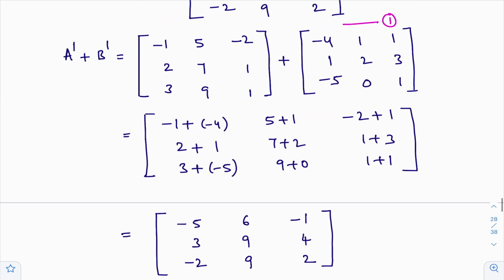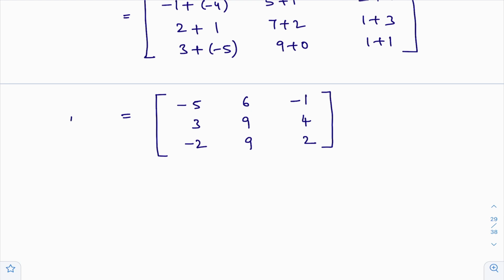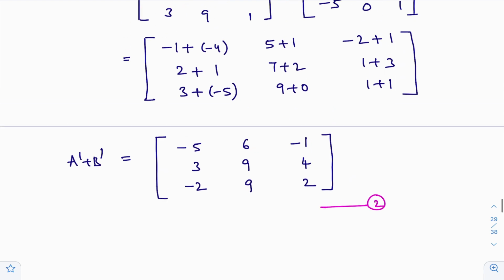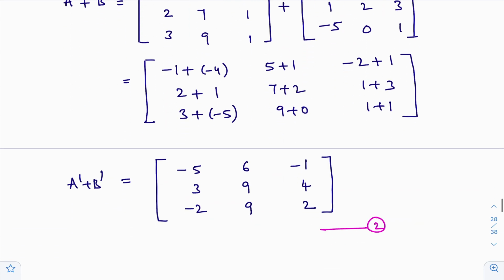Okay, what is this? This is A dash plus B dash. I'll take this as equation 2. So equation 1, equation 2. You observe equation 1, first row is what? Minus 5, 6, minus 1.